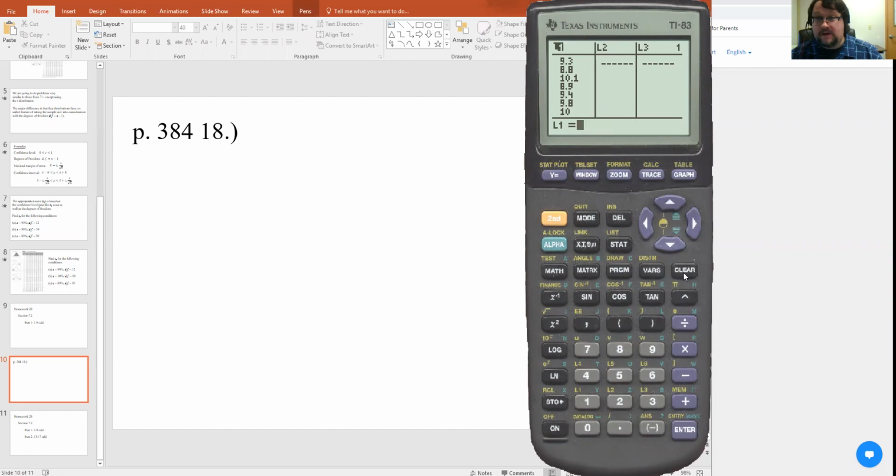I'm going to hit clear, and notice it clears out that list, and then I just hit enter, and it's all cleared out. If you hit delete, you will delete the column. No more will you have an L1 column. Don't do that, okay? You can fix it, but it's really annoying, so don't do it. Move up there, hit clear, enter, and then you're good to go.